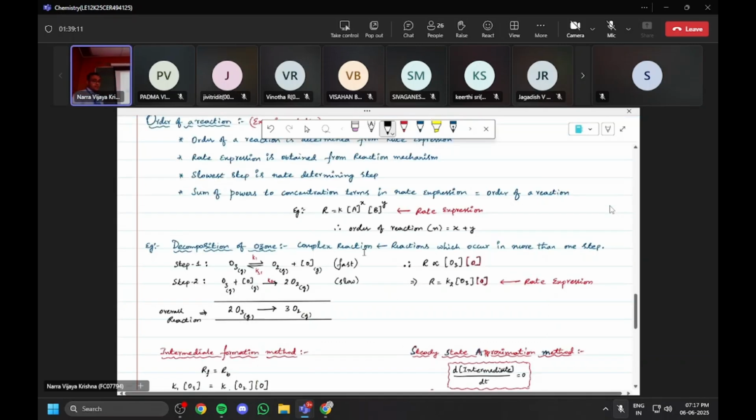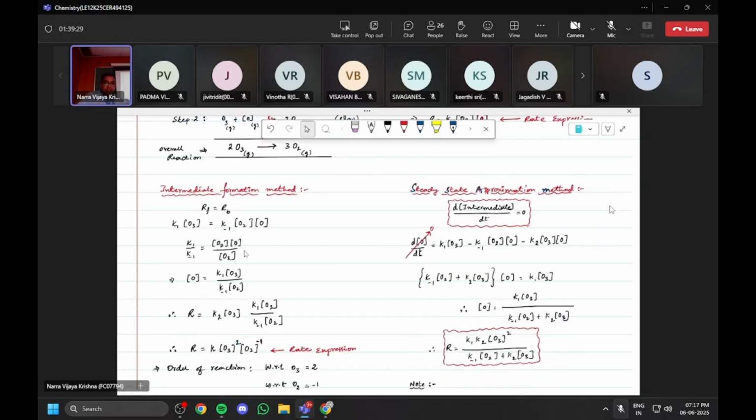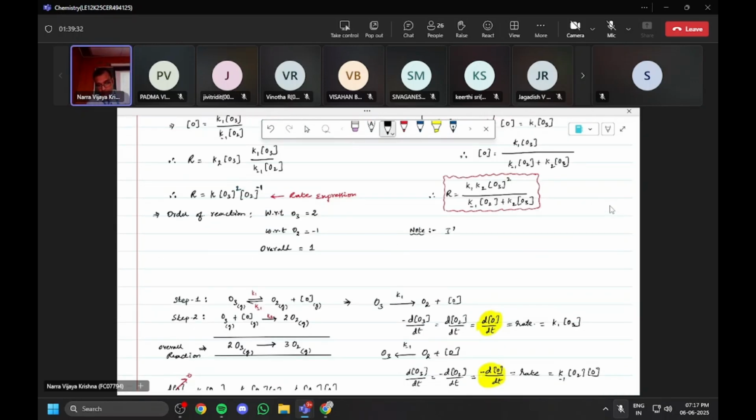Observe this reaction mechanism. Which is the fast step, which is the slow step? The first step is fast, the second step is slow. Among K minus 1 and K2, which has the higher value? K minus 1. So I am applying that condition. If K minus 1 is far higher than K2, what happens to this denominator? This becomes negligible and it becomes K2 into O3. Then it is nothing but this reaction only.